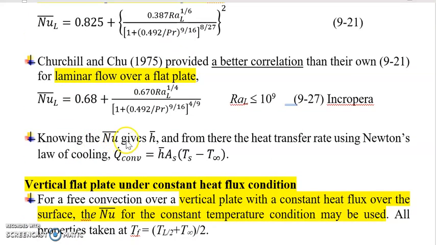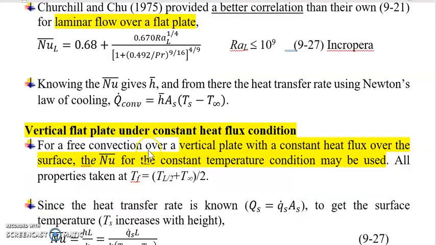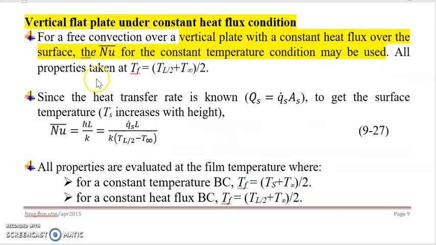Now, if you know your average Nusselt number, you may proceed to determine your average heat transfer coefficient, and then from there you can get your heat flux. The next case is a vertical flat plate under constant heat flux condition. This is the second boundary condition. You may use the same correlation as for the constant temperature boundary condition.